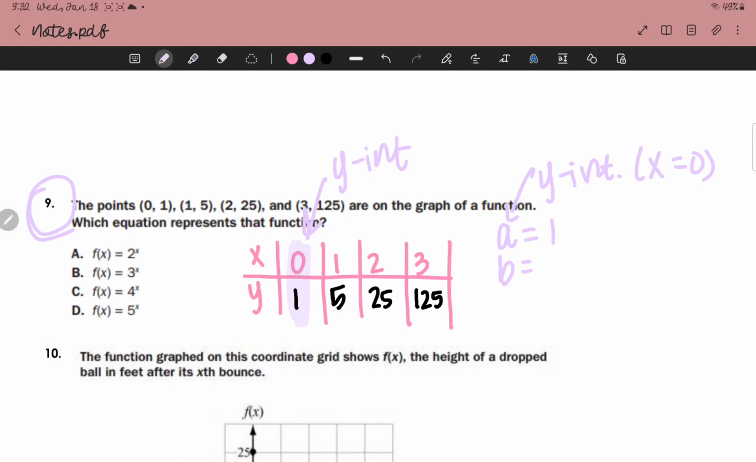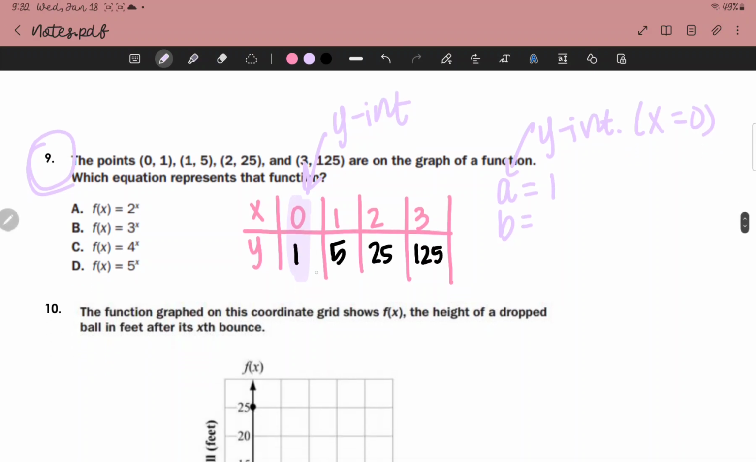B is how I get from one y value to the next. So I'm looking at how I get from 1 to 5. I multiply by 5. It should be a common ratio. So is 5 times 5 25? Yes. Is 25 times 5 125? Yes. So my common ratio, which is B, is 5.